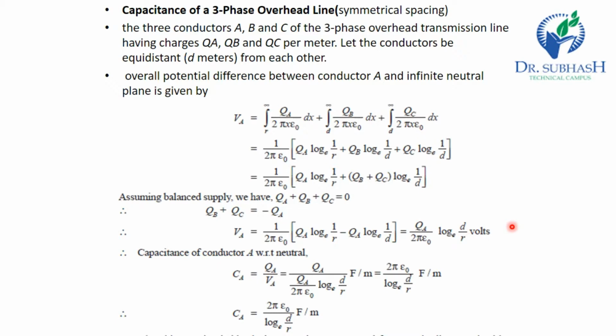Now the capacitance of the conductor to the neutral plane, C_A, is equal to Q by V. So put the value of V_A from the previous equation. The value of capacitance is equal to 2 pi epsilon 0 by log d by r.